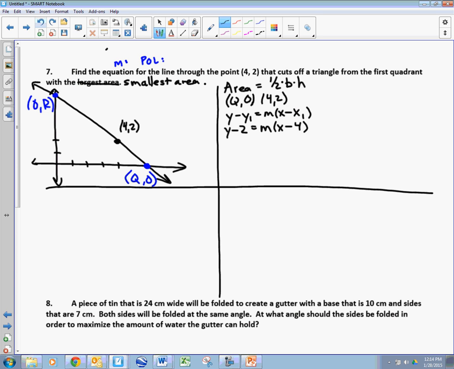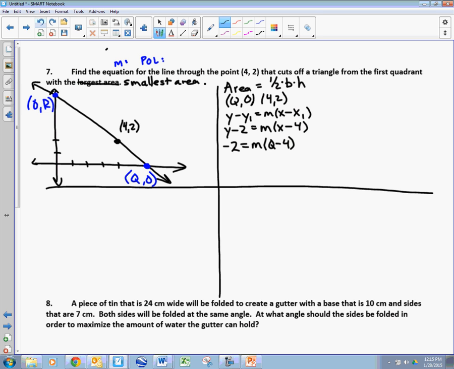Now, I also know that it passes through the point (q, 0). So I could put q in for what? X, and 0 in for y, so I get 0 minus 2, I put 0 in for y, equals m times q minus 4. Again, what we want is an equation with m, because slope is what's changing here. So I have an m in my equation.